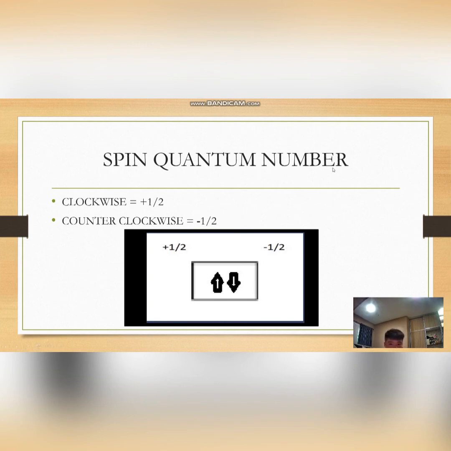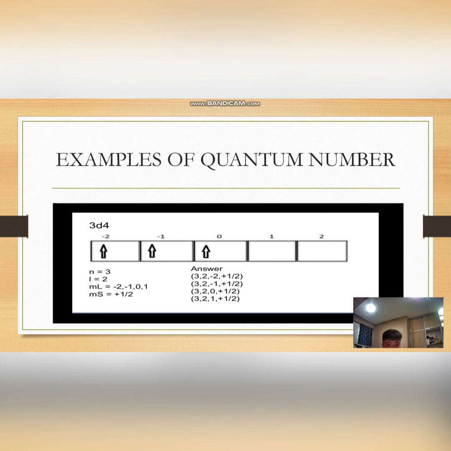Spin quantum number. Clockwise is plus 1/2, plus half, and counterclockwise is negative half. These are the examples in photos. These are the examples of quantum numbers.